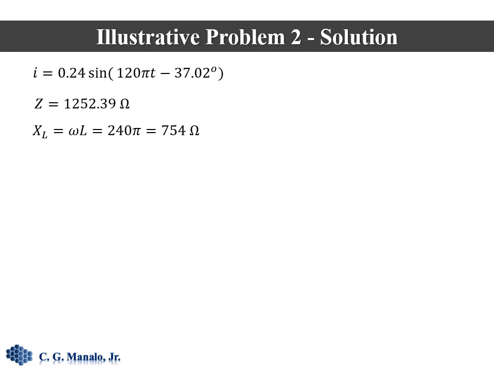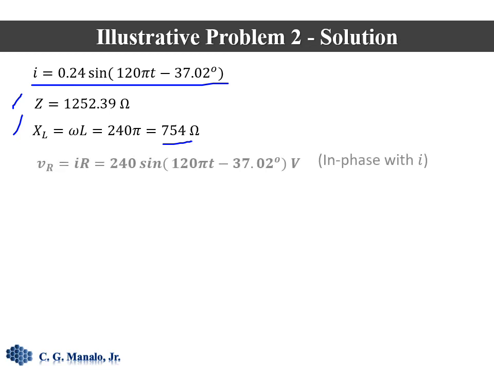Okay, so this is our steady state response, and we've already computed our impedance. So inductive reactance is omega L, and that should give us around 754 ohms. V sub R is simply IR by Ohm's law. So we simply multiply this by R, and that should give us this result. And we notice that it is in phase with I because it is almost the same as I, except that we have a different amplitude.